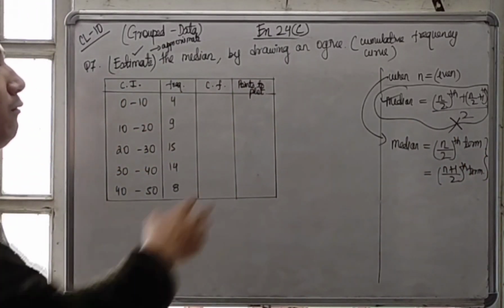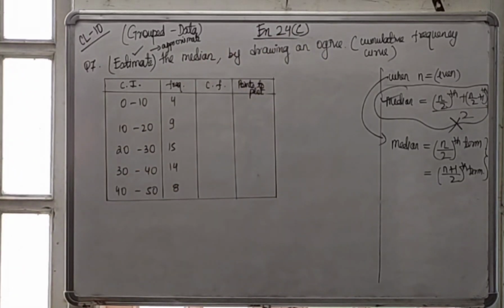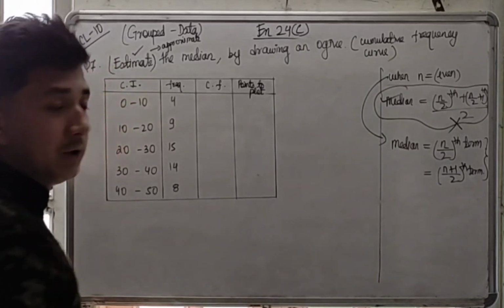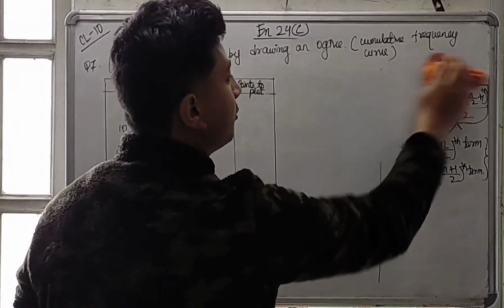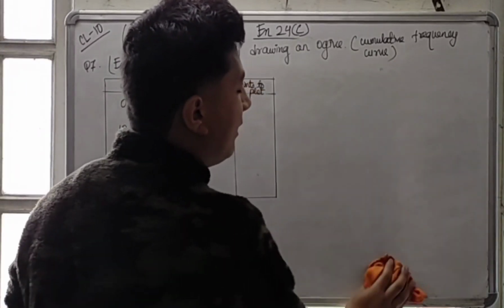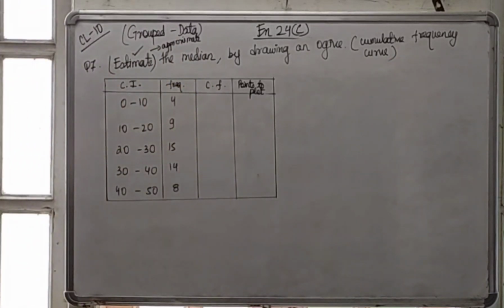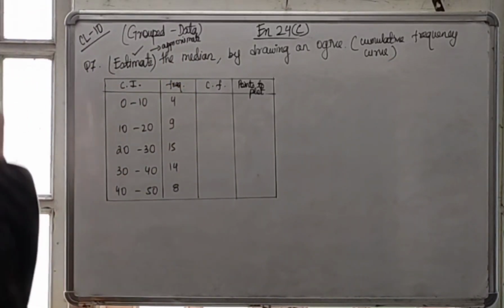Am I clear? And when we are doing it by ogive, clear? So please note this down. We will have to use this in this sum also. So the median will be the n by 2th term when n is even. All right, so here let's see now.